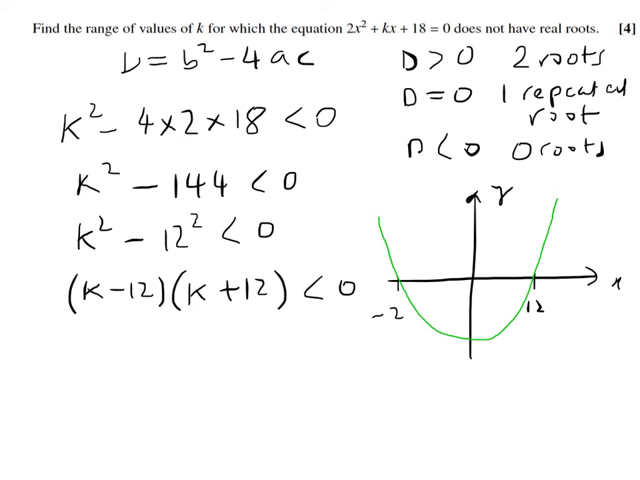Now for the region where it's less than 0, the region we're interested in on the y-axis is this part here. On this part is less than 0. Therefore the corresponding x values are going to be these ones here. So we can therefore conclude that k is greater than minus 12 or less than 12.